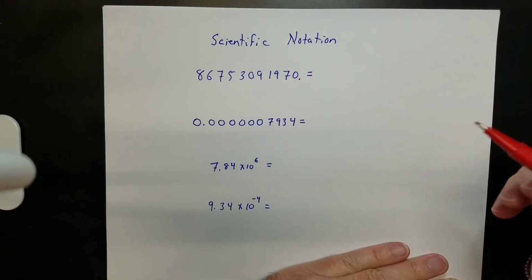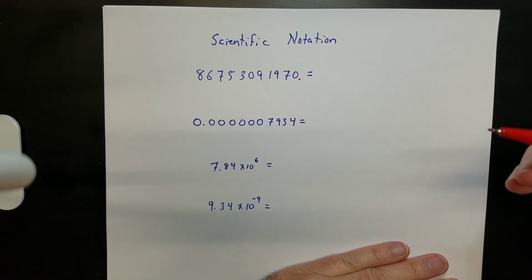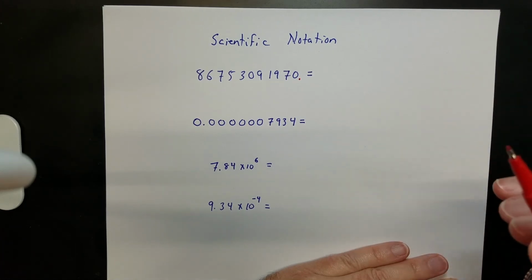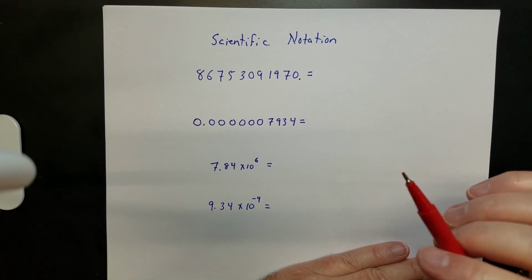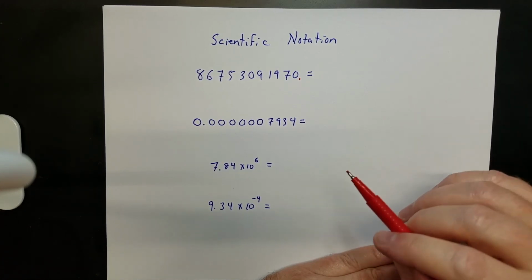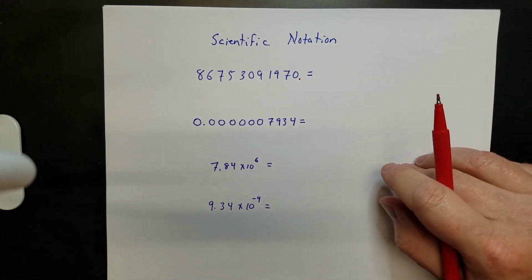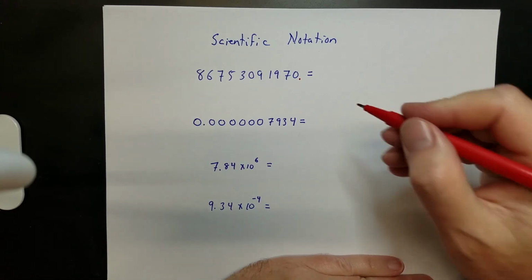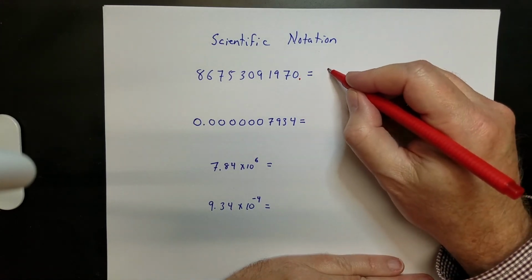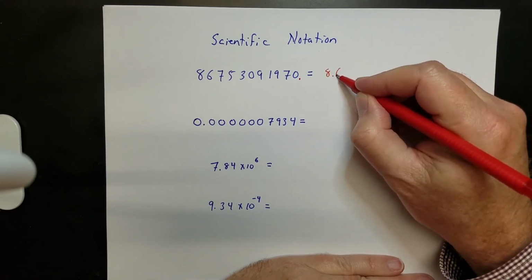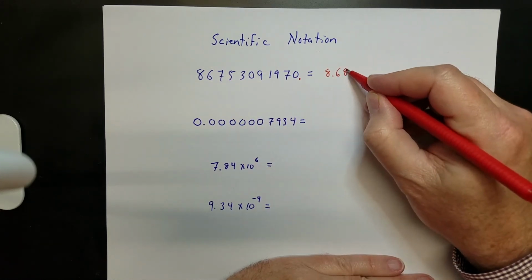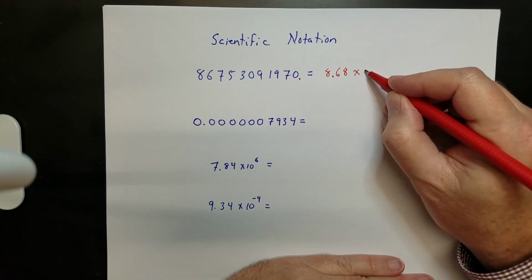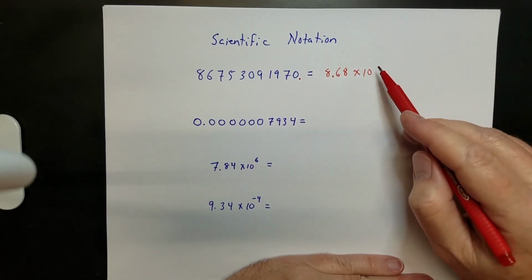And for me, scientific notation means that we're going to move that decimal place so there's one non-zero number to the left and up to two numbers to the right. And so this one will become 8.68. That 5 means we're going to round that up. 8.68 times 10. And we got to get the exponent for this.